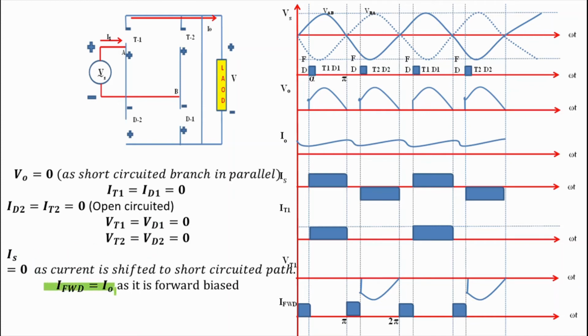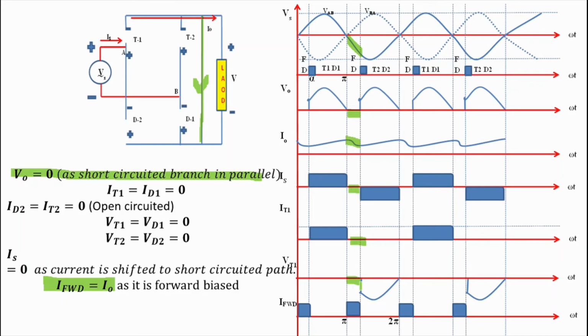Here see the waveform. You will see V0 will be 0 due to the shorted path in parallel. Why is it 0? Because it has this short circuited freewheeling diode in parallel. So in the waveform from pi to alpha plus pi, V0, Is, IT1, Vt1 all are 0. Only the freewheeling diode current I0 is present.